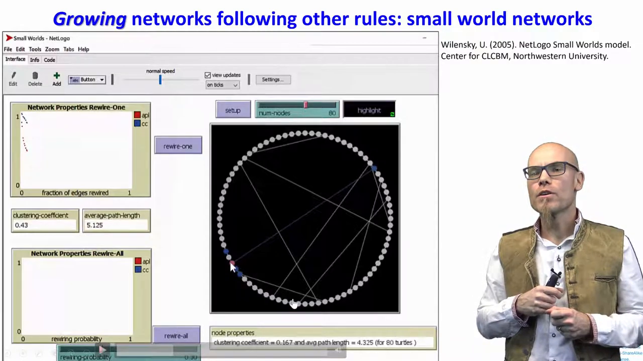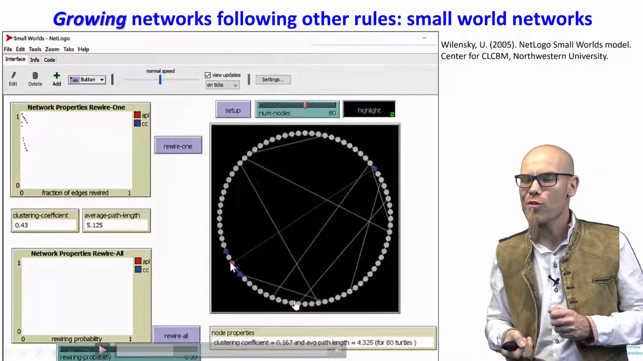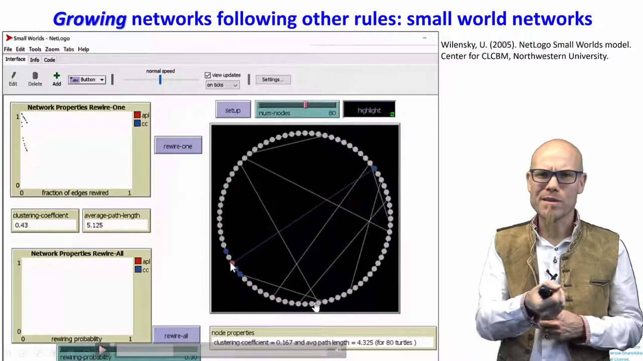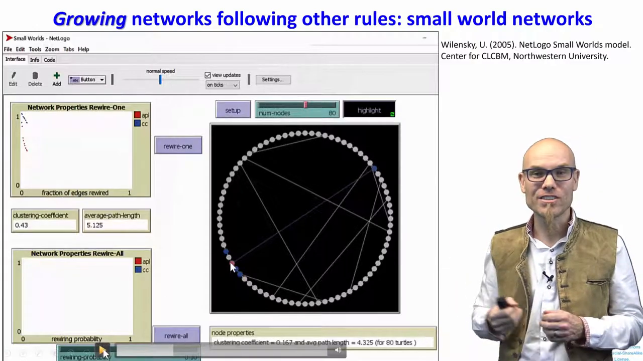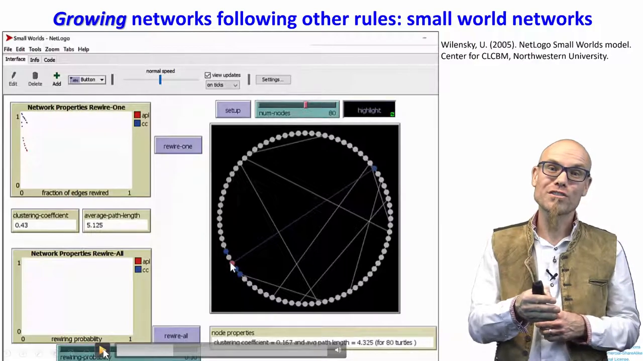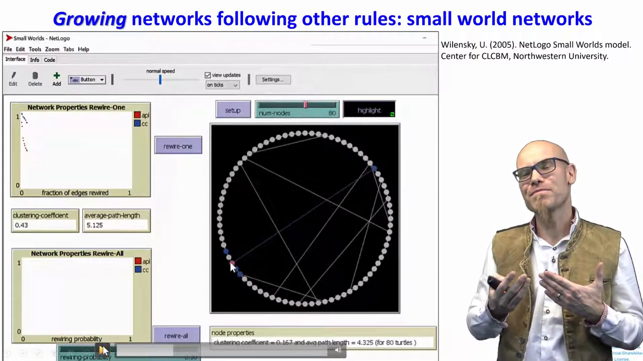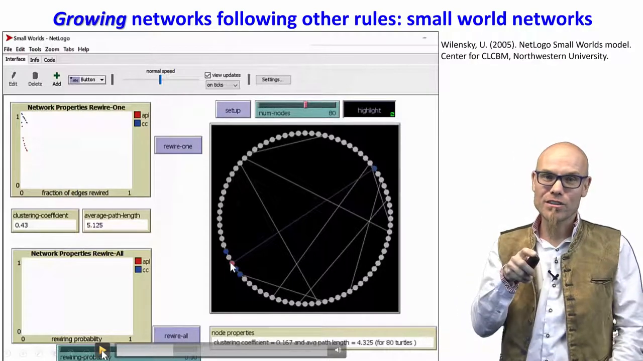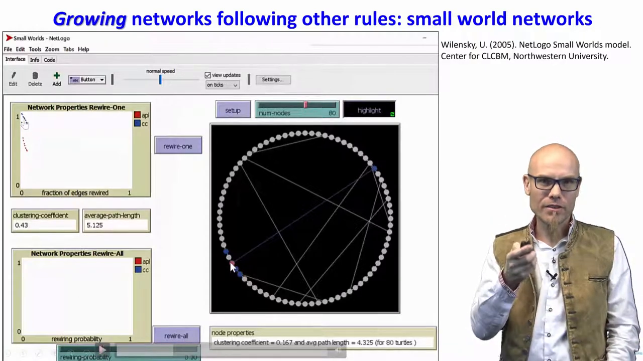That's because when I connect across the aisle, I can quickly reach the other side, right? I don't have to go around the circle in order to reach the other side. Now I have these superhighway bridges that I can take. Instead of going the long way over there, I can just get to this and then cross over the aisle to the other side. So the average path length from everybody to everybody also goes down. Both the clustering coefficient goes down and the average path length goes down with this rewiring.